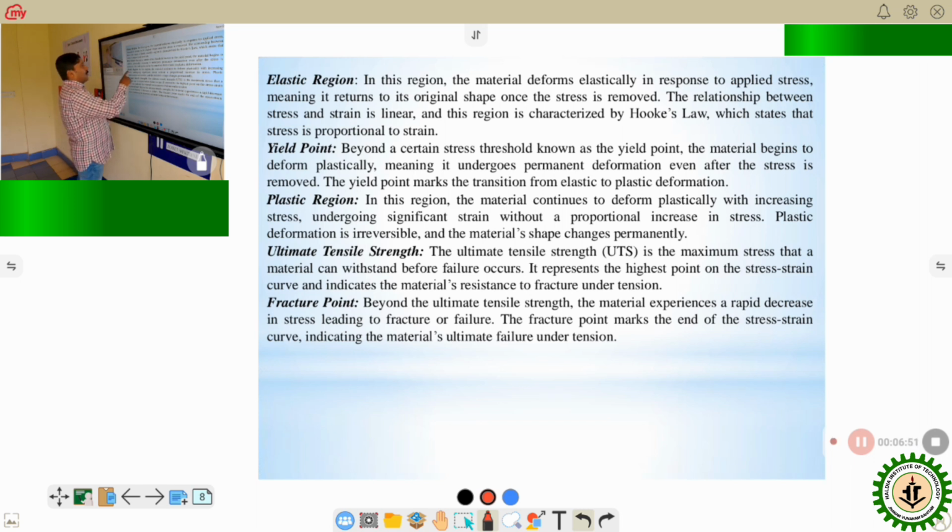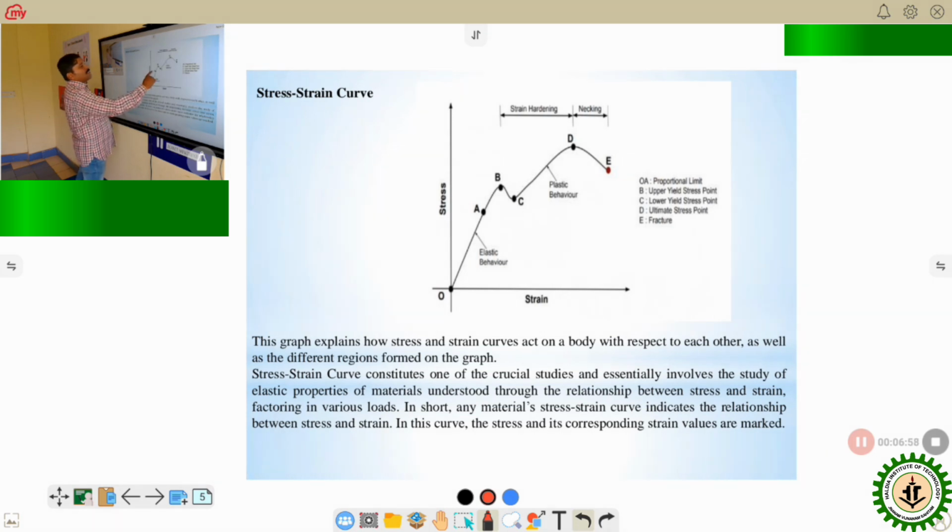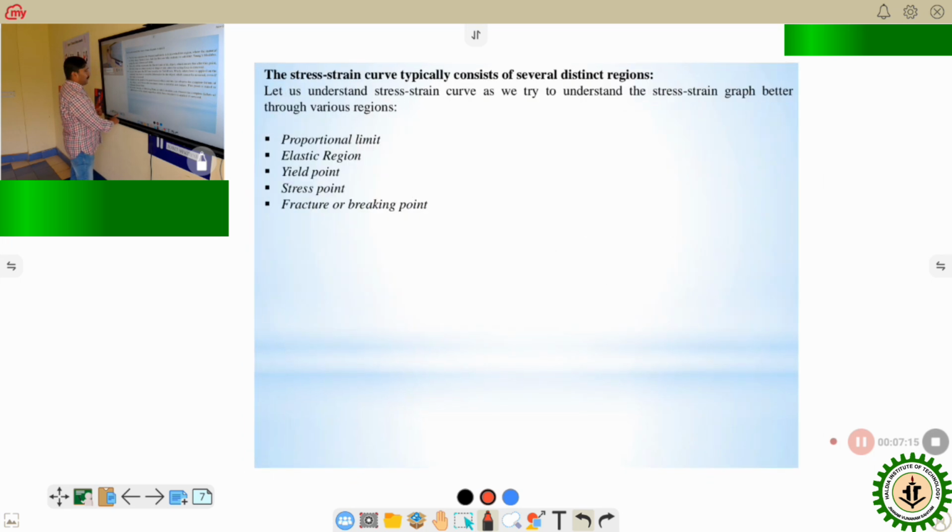After that region, we are saying that is the yield point. Why are we saying yield point? You can check which point. A to B, and B to C. What is this A to B? Well, you see here, this B point we are saying is the upper yield stress point, and C point we are saying is the lower yield stress point. What is the yield point here mainly?